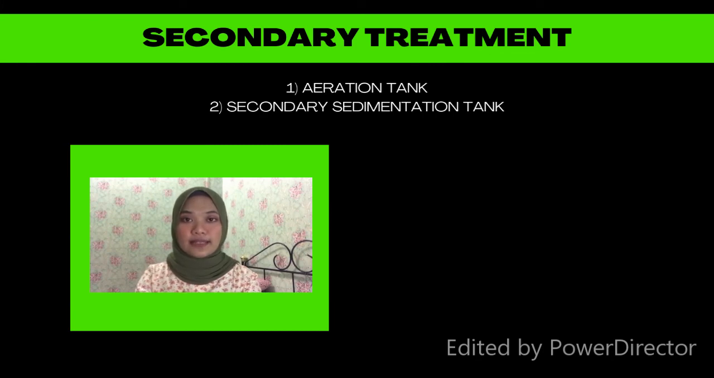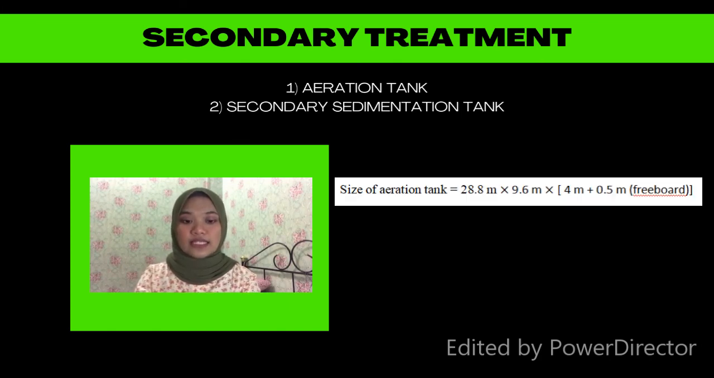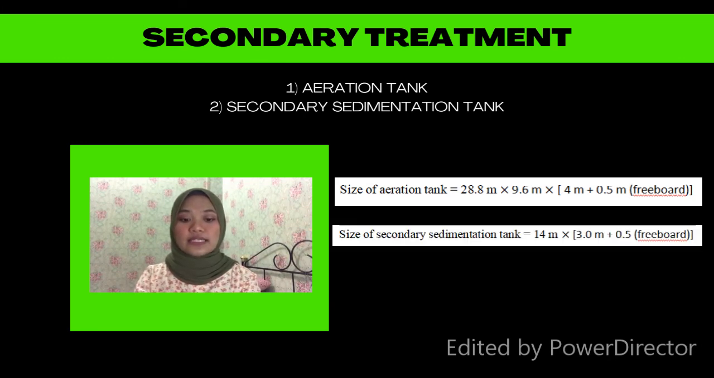For secondary treatment, there are two types of tank. First, we have the aeration tank, and second, the secondary sedimentation tank. After we did the calculation, we got the size of the aeration tank as 28.8 meter times 9.6 meter times 4 meter plus 0.5 freeboard. The size of the secondary sedimentation tank is 40 meter times 3.0 meter plus 0.5 freeboard. That's all for secondary treatment. Thank you.